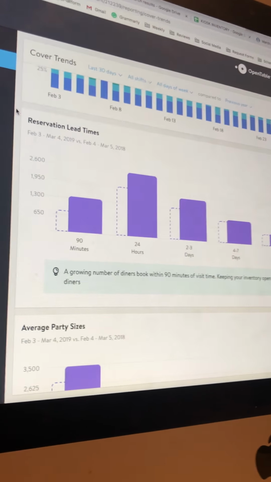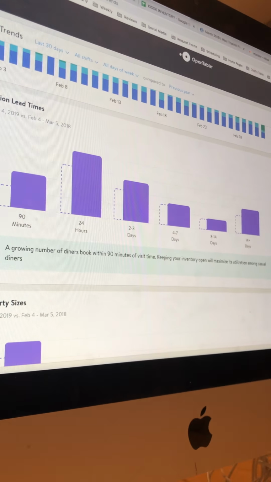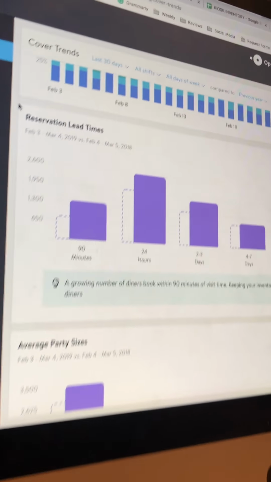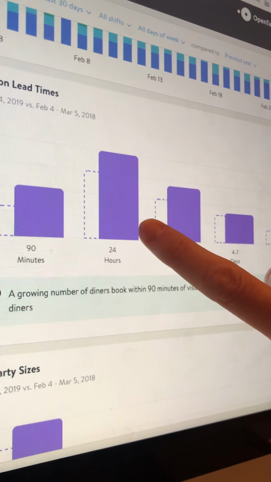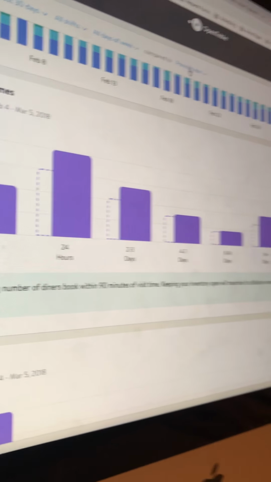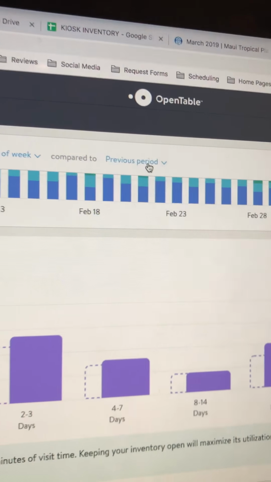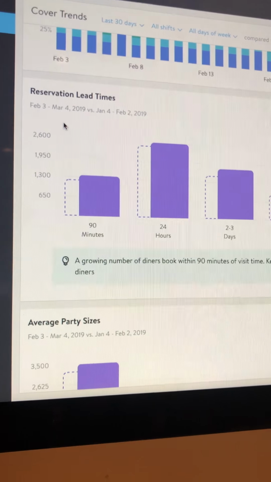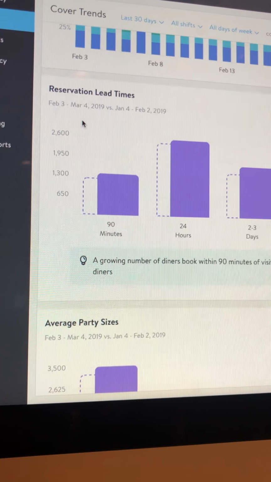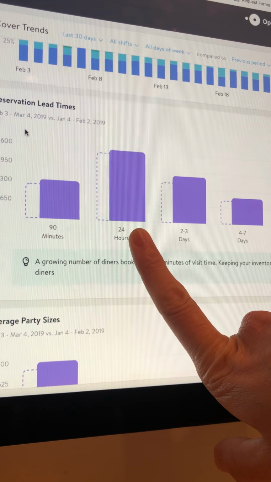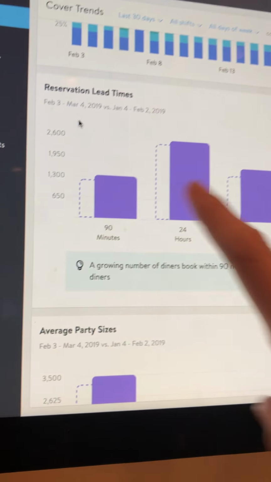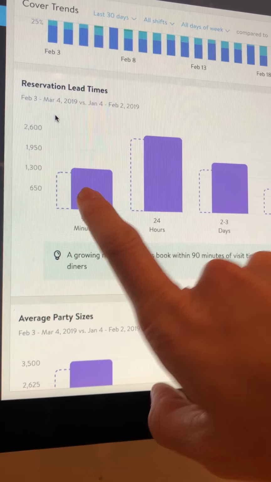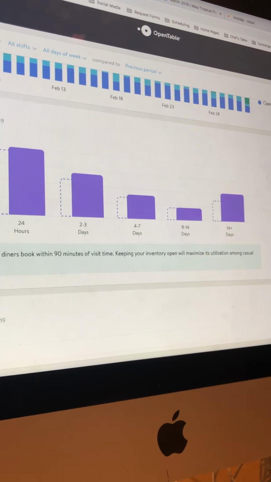This is a great report. The reservation lead times shows us when our diners are booking for our restaurant. On that one I'm going to change back to previous period. And you can see that this recent 30 days, the majority of our guests are booking within 24 hours. The second is within 2 to 3 days or 90 minutes, and fewer of them are booking far out.